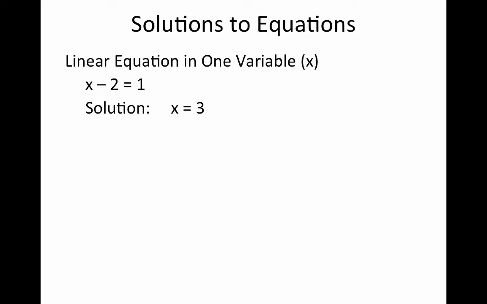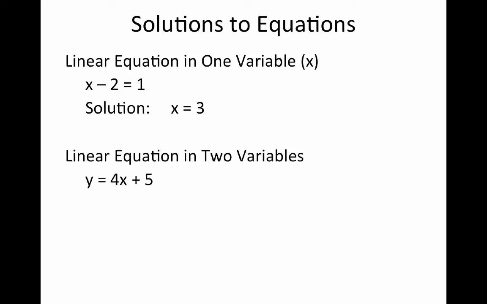You might recall from our last chapter, a linear equation in one variable looks something like this. x minus 2 is equal to 1. That equation only has one variable, x. And if you add 2 to both sides, you get the solution, x is equal to 3.